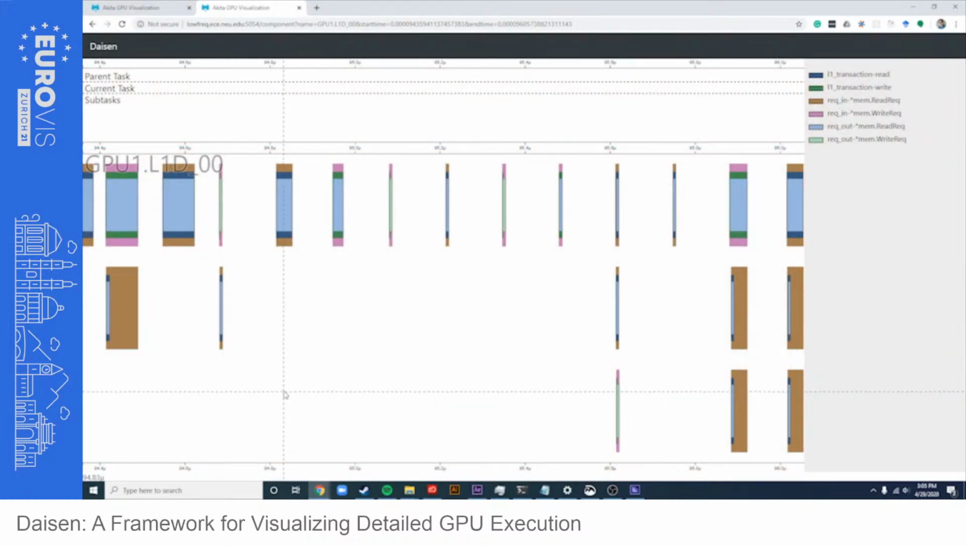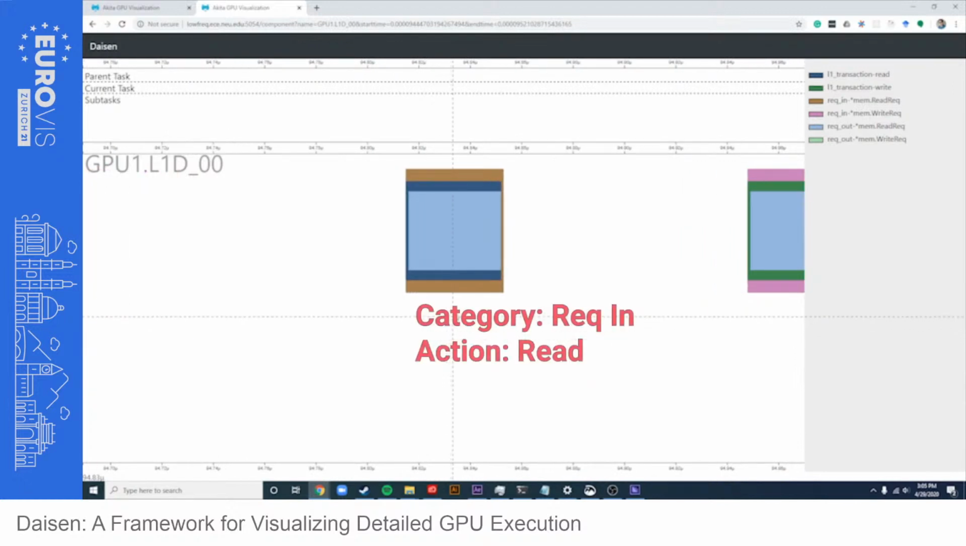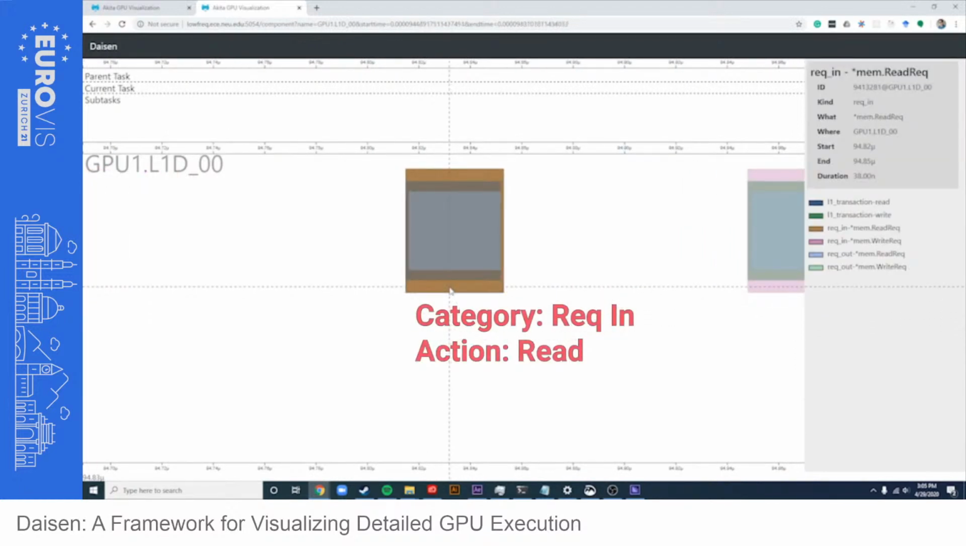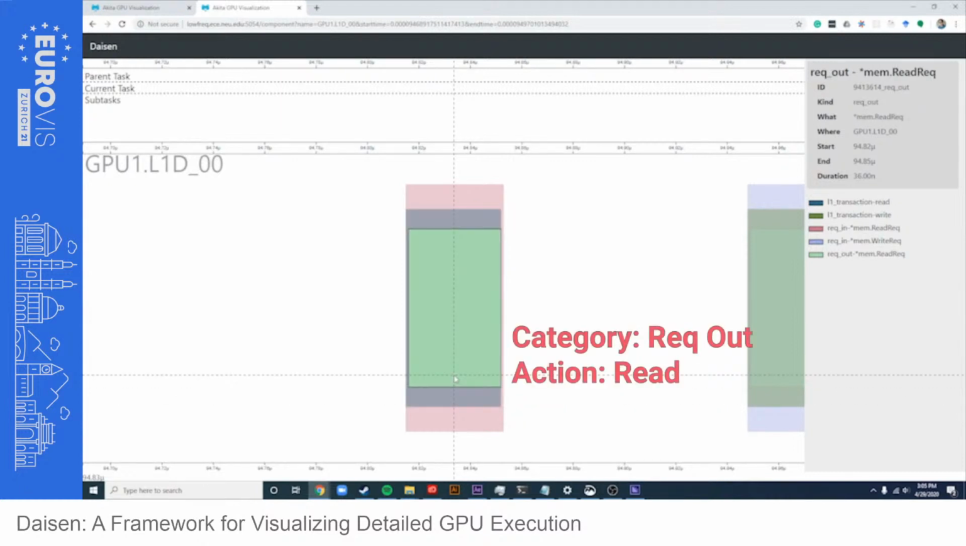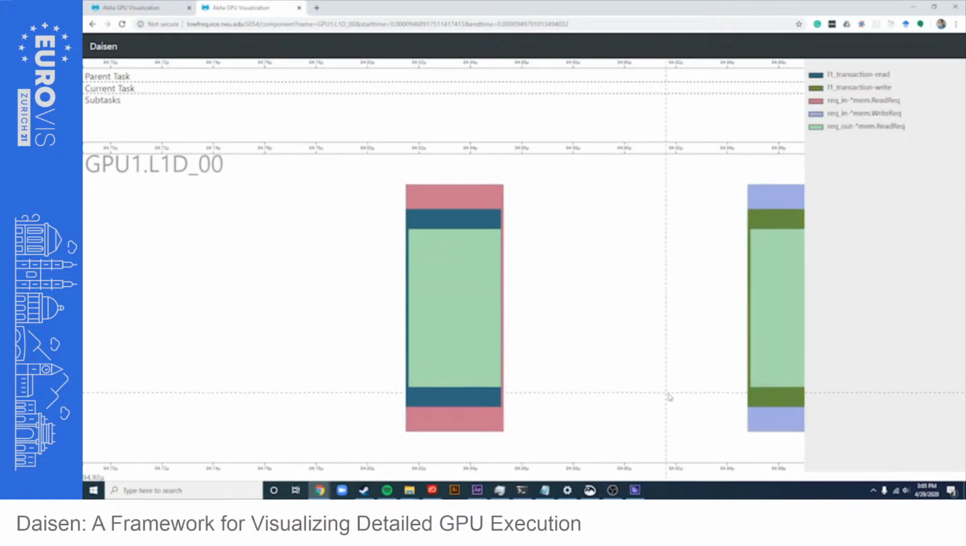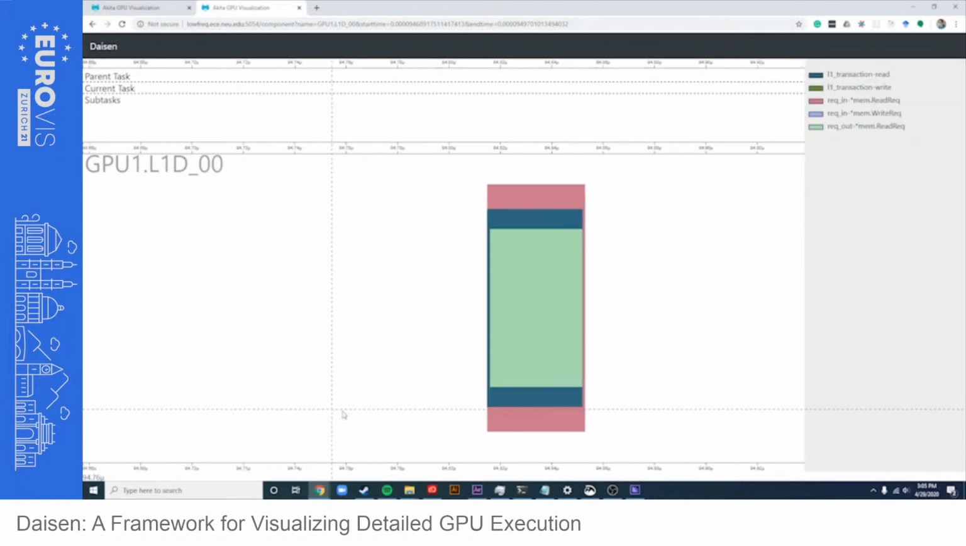The component view shows all the tasks that are executing in the component hierarchically. For example, here, we see this component is processing a read request, and internally, it's processing another request that has a category of L1 transaction. Furthermore, to process the L1 transaction, the L1 cache initiates another memory read task, which is a request sent to an L2 cache. We see that there are big gaps between the tasks in this L1 cache, suggesting that the L1 has low utilization. We need to check why the L1 cache cannot receive enough requests.